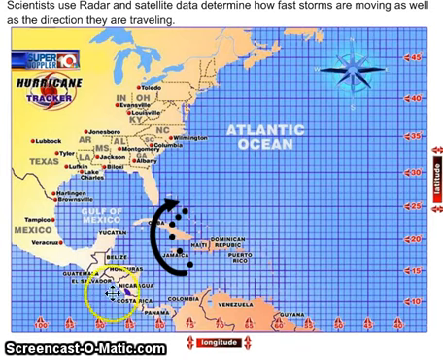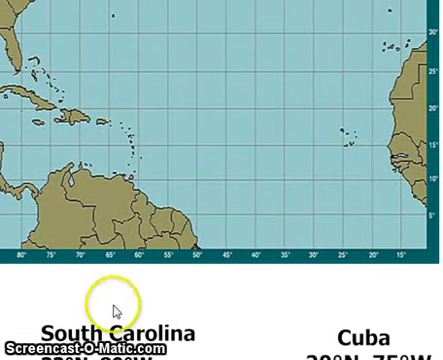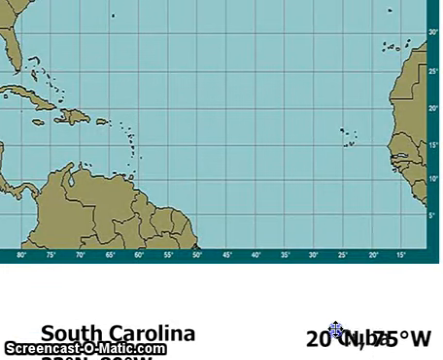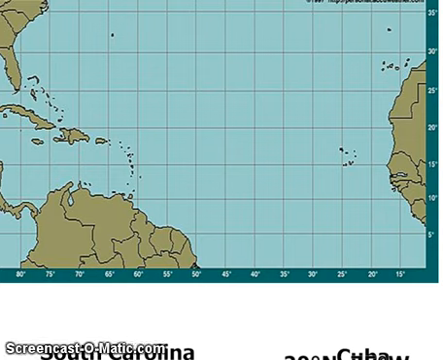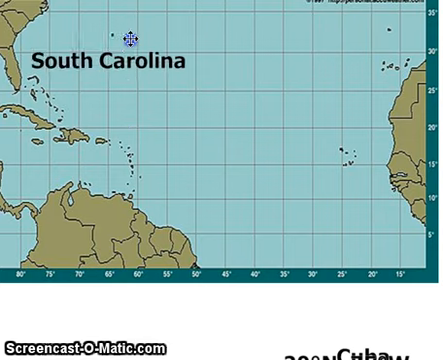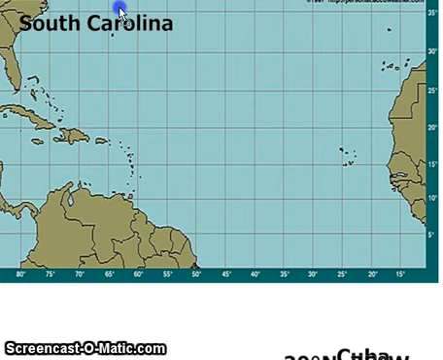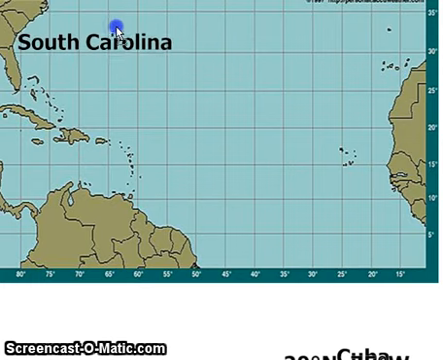Now let's talk about how we would track a hurricane. And in the picture you'll notice that we have South Carolina. As soon as I can grab our camera view here, move it back up. All right, South Carolina is right here. We'll put a little label right there. Well, it doesn't want to go there, does it?